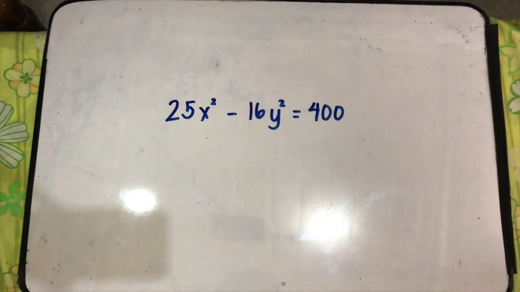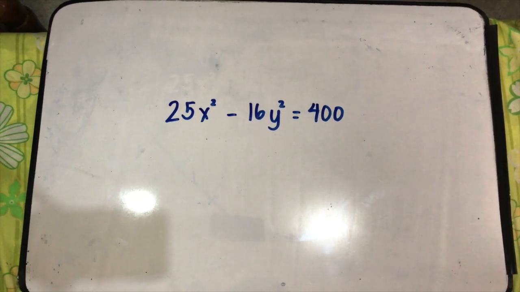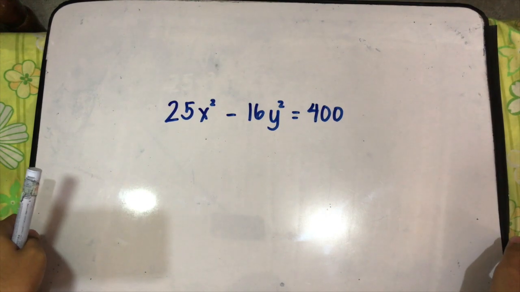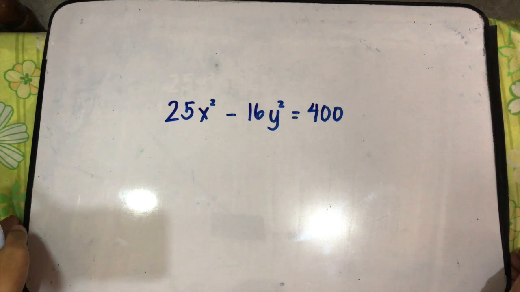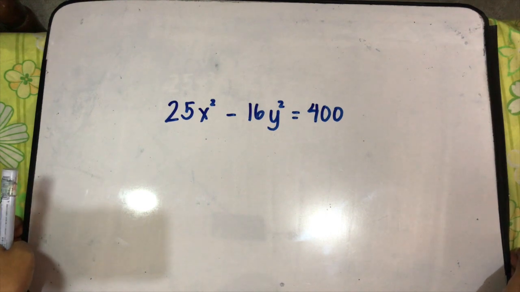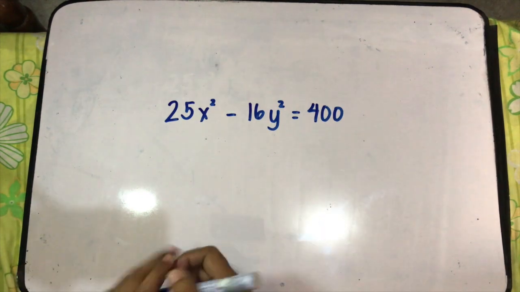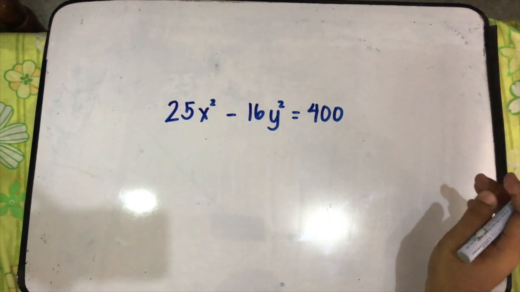Okay, so for our next example, we have 25x squared minus 16y squared is equal to 400. We are asked to graph and then find the asymptotes. So we are given a general form of the hyperbola. And in order for us to graph and to find the asymptotes, we need to transform this first into the standard equation. Always remember that the right side of the equation should always be equal to 1.